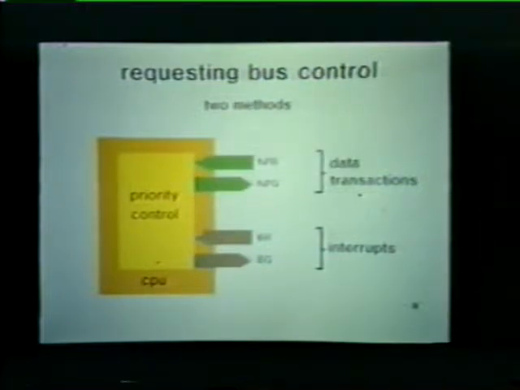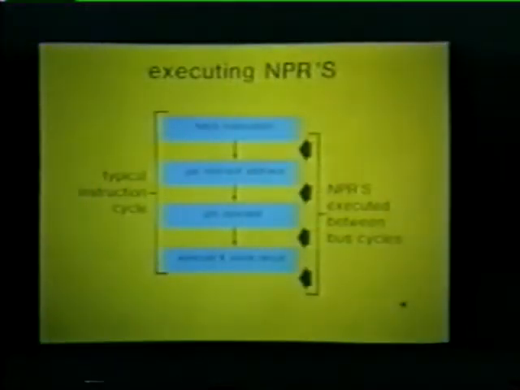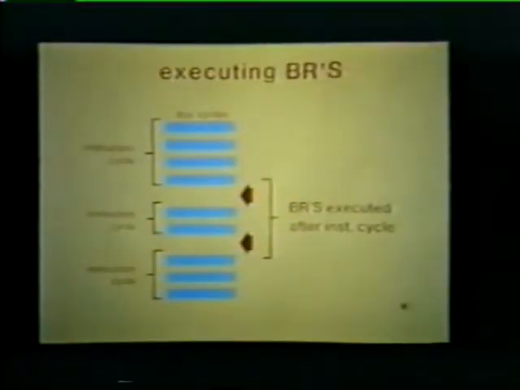When an NPR request has been made and honored, the device can take over the bus between bus cycles. In other words, a device can perform bus cycles of its own between bus cycles of an instruction. On the other hand, when a BR has been issued and honored, the device can take over the bus only upon completion of the current instruction cycle. Thus, the device cannot interrupt the processor while an instruction is being executed.